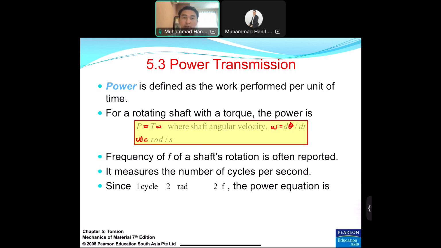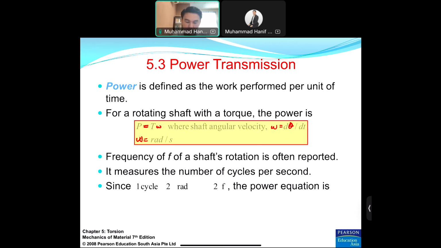And the frequency f of a shaft rotation is often reported. Normally in the question, in the book, in the examination, in any engineering case, the frequency is already given or reported. It measures the number of cycles per second. So f is defined as the number of cycles per second. How many cycles will it rotate? Like an engine, if you're driving a car, you can see RPM there, rotation per minute.